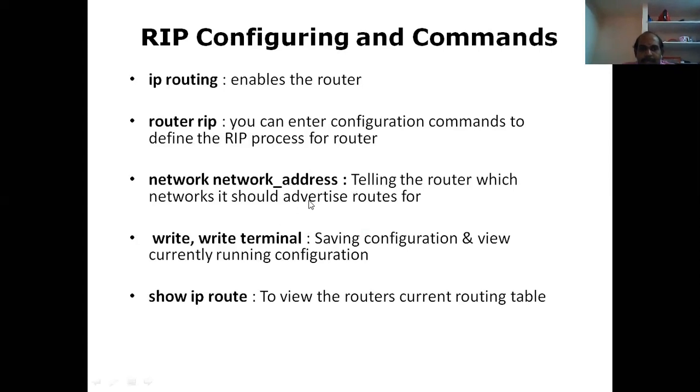And you can provide a network address, which tells the router which network you want to advertise and broadcast. For saving the configuration, you can use write. And when you want to show the routing table, you use the command show ip route, which shows each and every router's routing table. These are the commands to be used for RIP configuration.